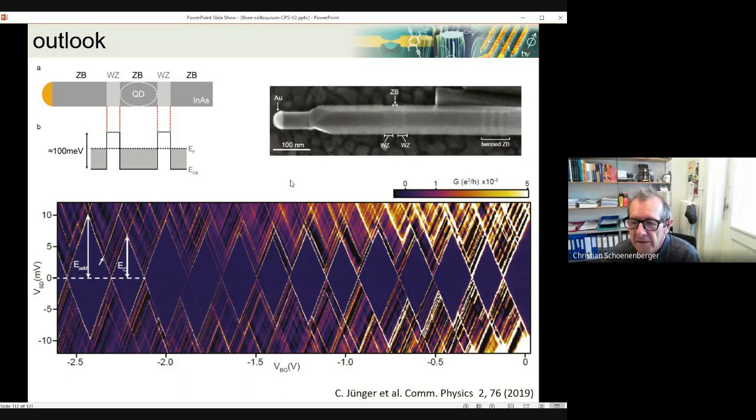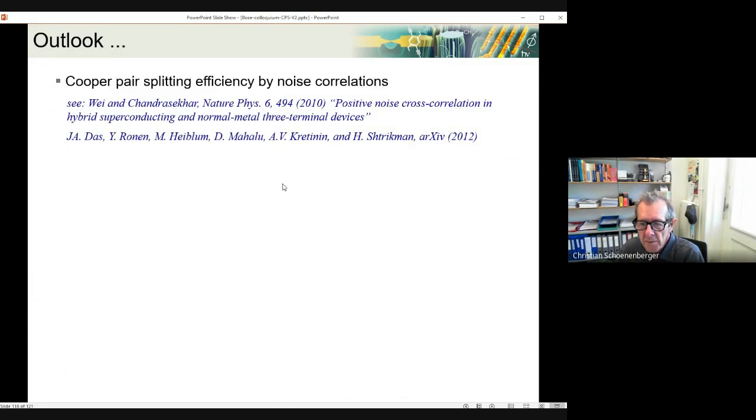And one way would now be to use 2 of such quantum dots and then put the superconductor in between. And then we have maybe 100% Cooper pair splitting. People have also done experiments in the group here of Monty Heiblum. They measured Cooper pair splitting by noise correlation.